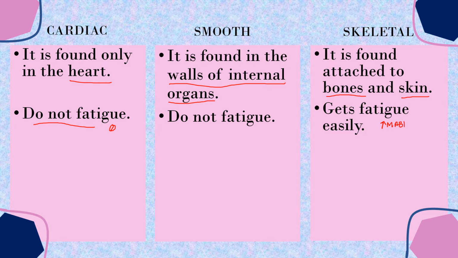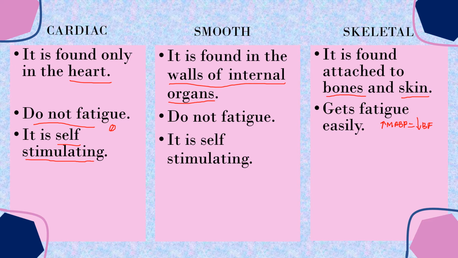And this increased mean arterial blood pressure decreases the blood flow of the working muscles and induces fatigue. And how about its capacity? Cardiac is self-stimulating. Smooth muscle tissue is also self-stimulating. And skeletal is not self-stimulating.